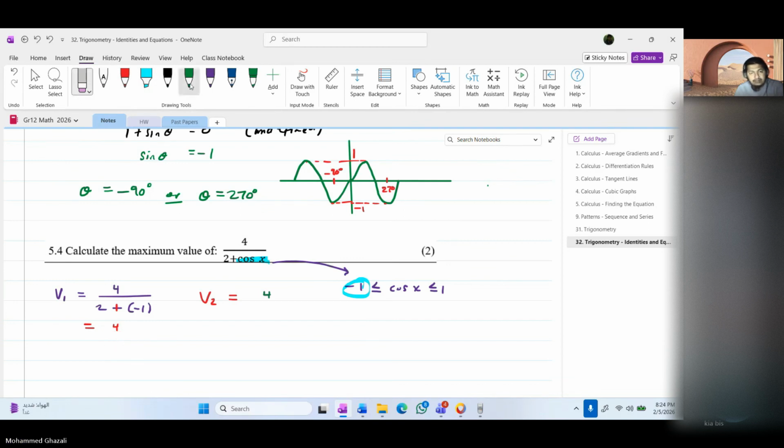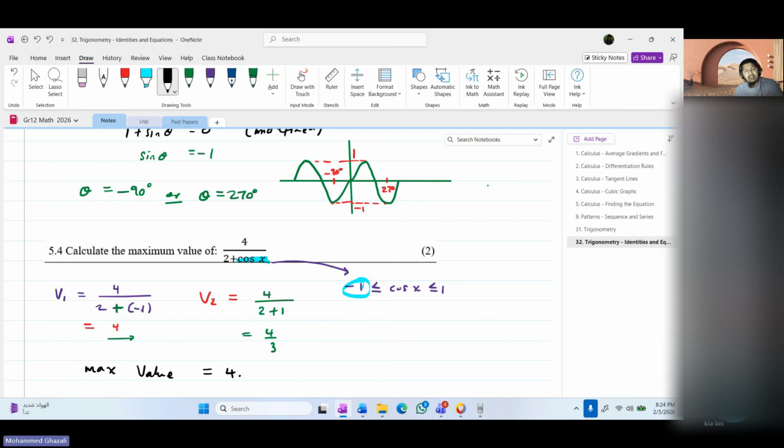Okay. 4 divided by -1. 4 divided by 1. And this is 4 over 2 plus 1, which is 4 over 3. So now imagine the maximum value of this is actually 4. So what are you going to say? Max value is equal to 4, not 4 over 3.